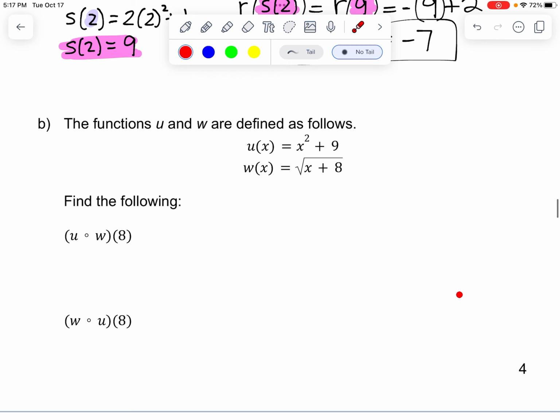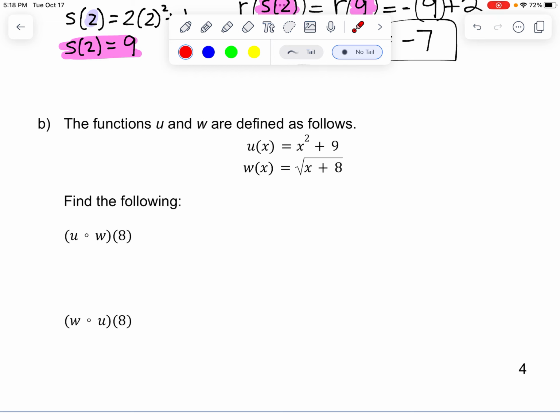Letter B. This one, you can see we have a square root function, which we really haven't done much with in this course yet. But again, it's just giving us two functions. It says the functions u and w are defined as follows. u of x is equal to x squared plus 9. w of x is equal to the square root of x plus 8.